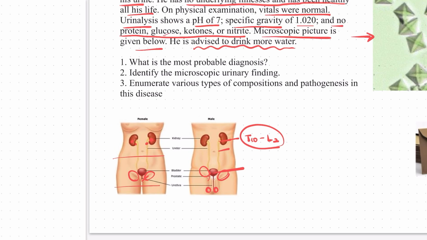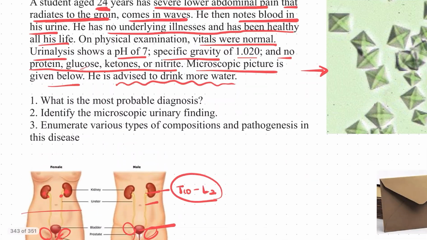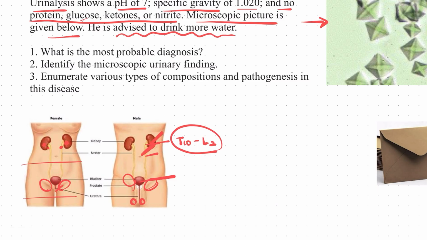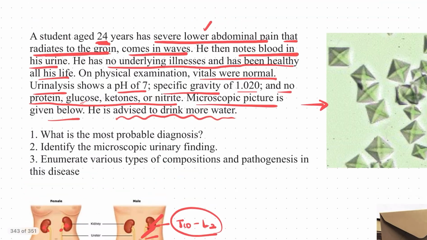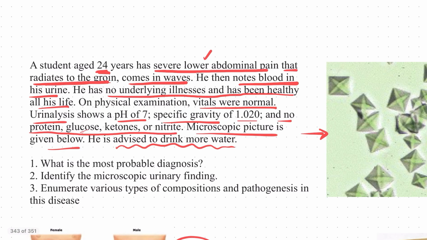Hence, any pathology in the kidney, the ureters or the bladder gives this referred pain to the groin area, lower abdomen, testis, and labia because of this. So from this, we can conclude that it's more in favor of renal or ureter pathology. And it is coming in waves. This is also classical of this ureteric kind of pain.